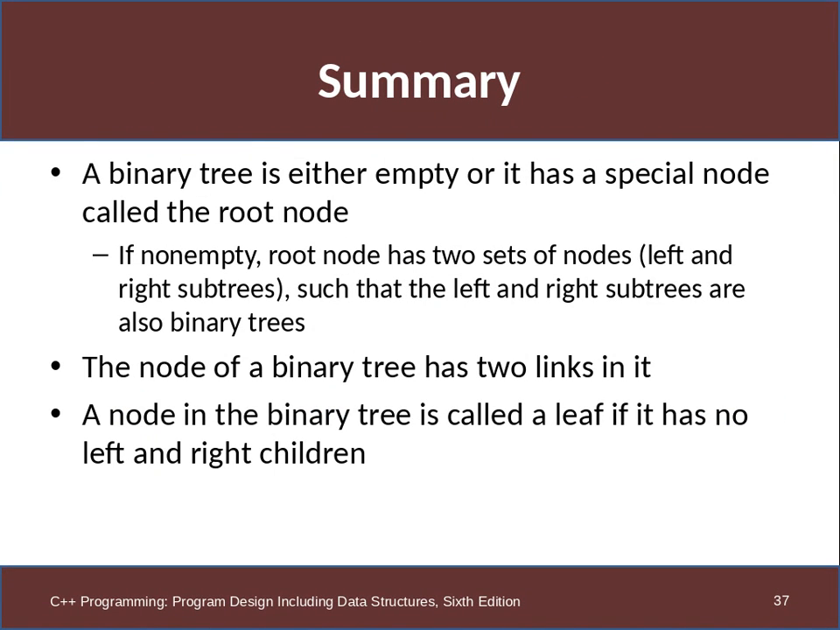Great. So let's do the summary real quick so we can finish up. A binary tree is either empty or a special node called a root node that has two nodes, either of which are also empty or basically a root node as well, another tree. A node is a binary tree. It's called a leaf if it has no left or right children.